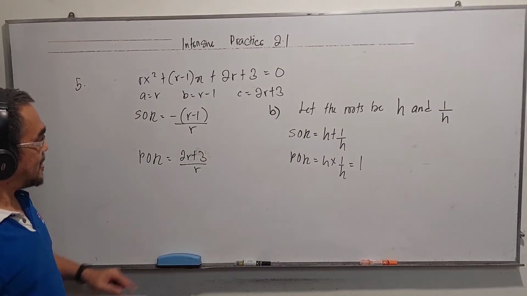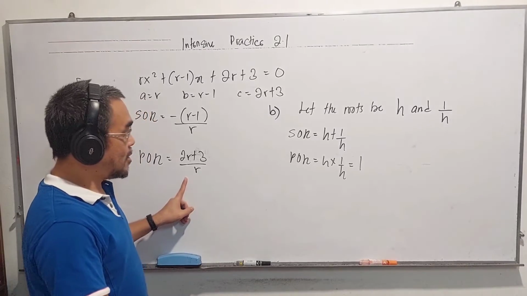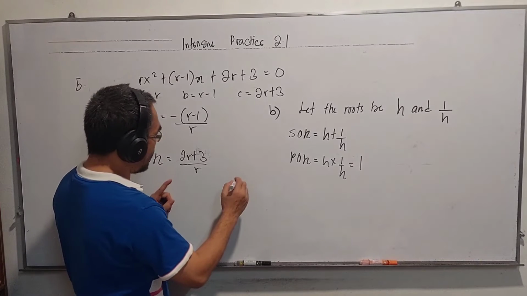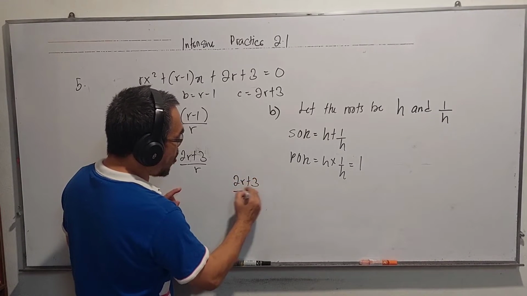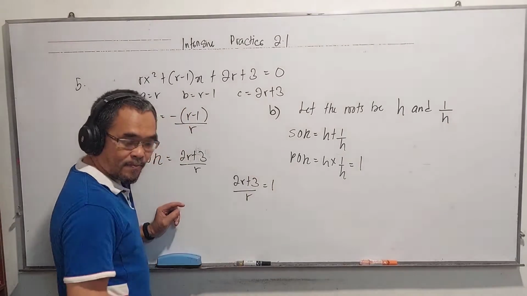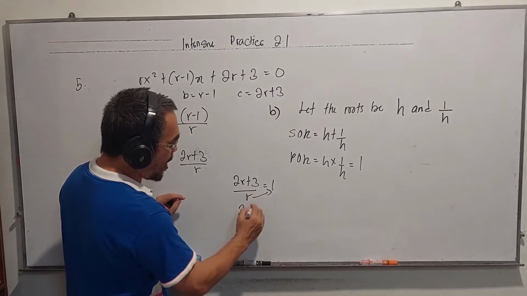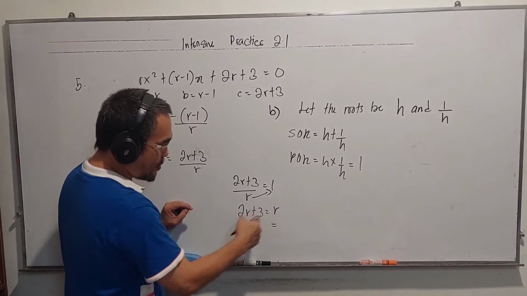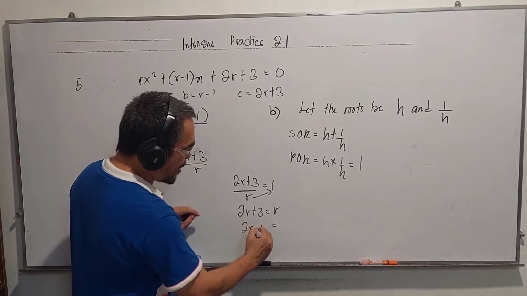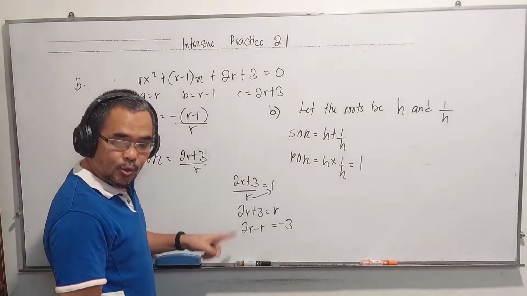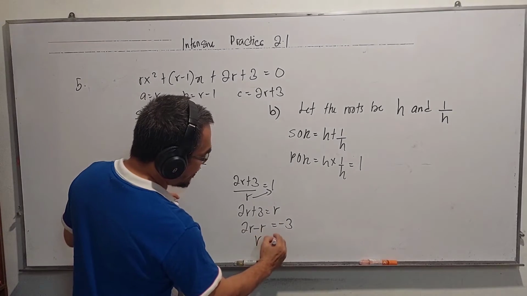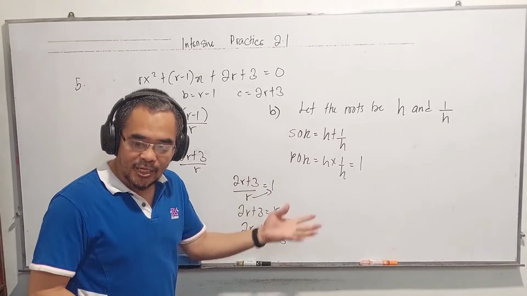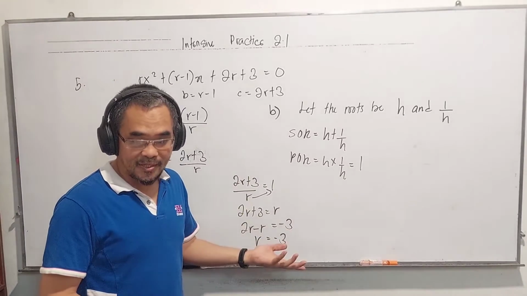The product of roots will be h times 1 over h, which is 1. So in this case, I just compare the product of roots, because there is a number only. Comparing the product of roots, I say 2r plus 3 over r equals 1. Then cross multiply, you get 2r plus 3 equals 1 times r, which is r. Then you bring r to this side, so you have 2r minus 1r equals negative 3. So r is negative 3. The situation for A and B is different, so the value of r will be different from A to B.